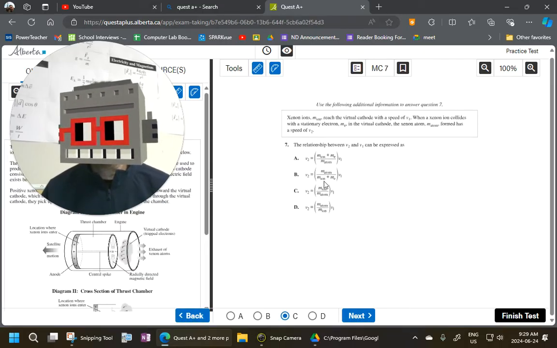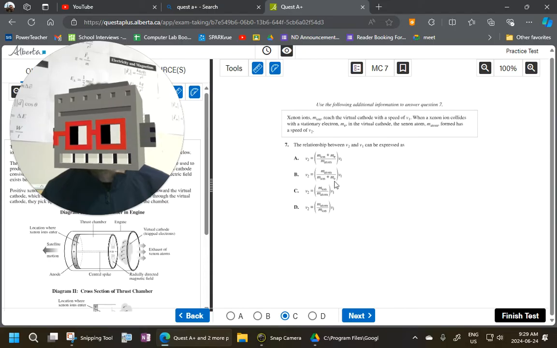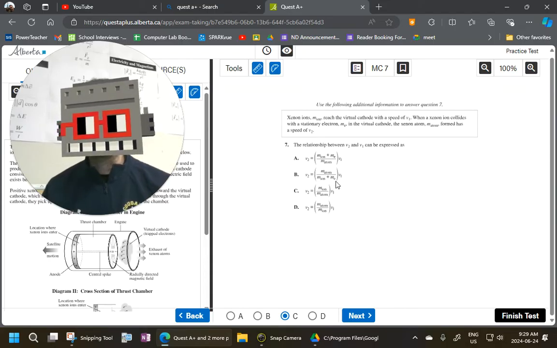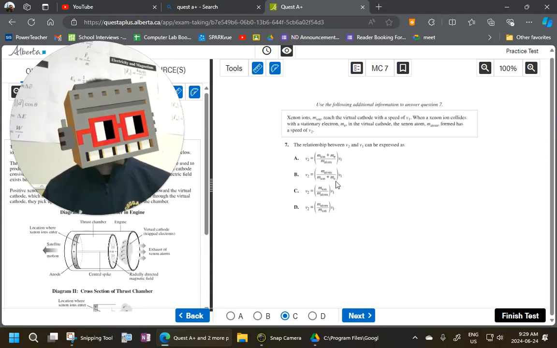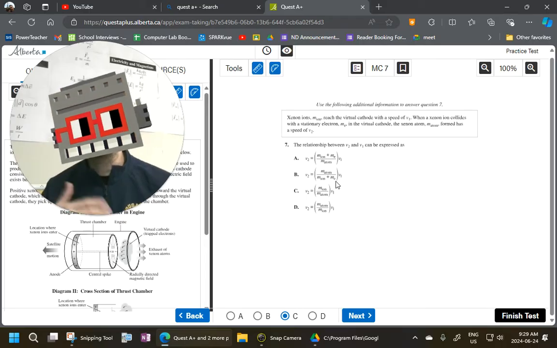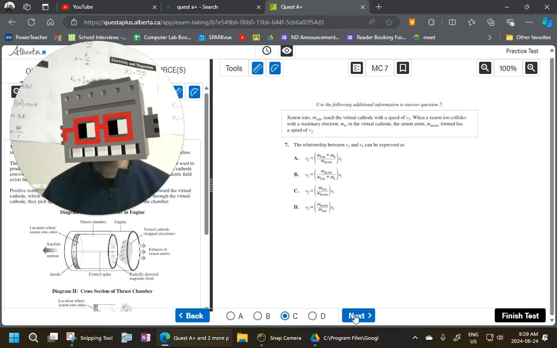Now these other ones here, they're like ion, electron. That's if you forgot the mass of the electron before times 0 is 0, then you might have just left that there.